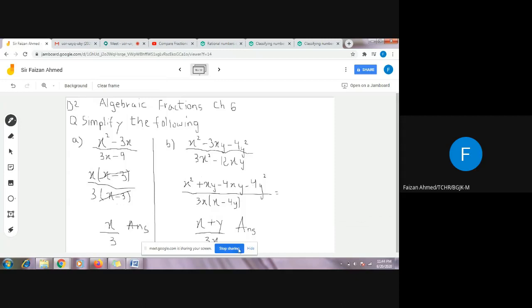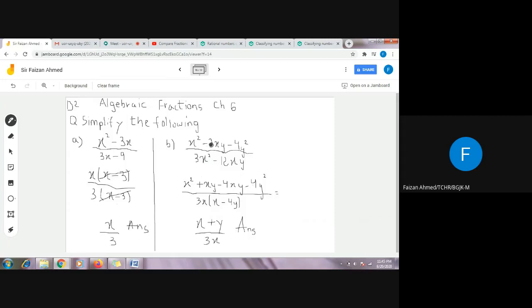In the next question, I have x square minus 3xy minus 4y square divided by 3x square minus 12xy. Again, we can't see anything common between the numerator and the denominator, but we can make it common if we apply certain techniques. We can apply factorization of the middle term on the numerator, and take something common from the denominator.